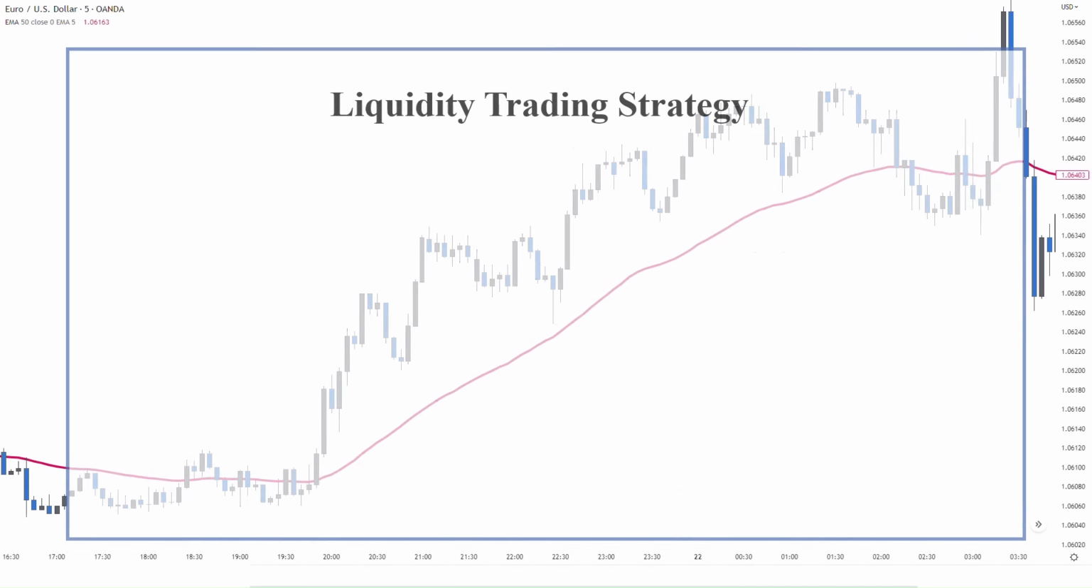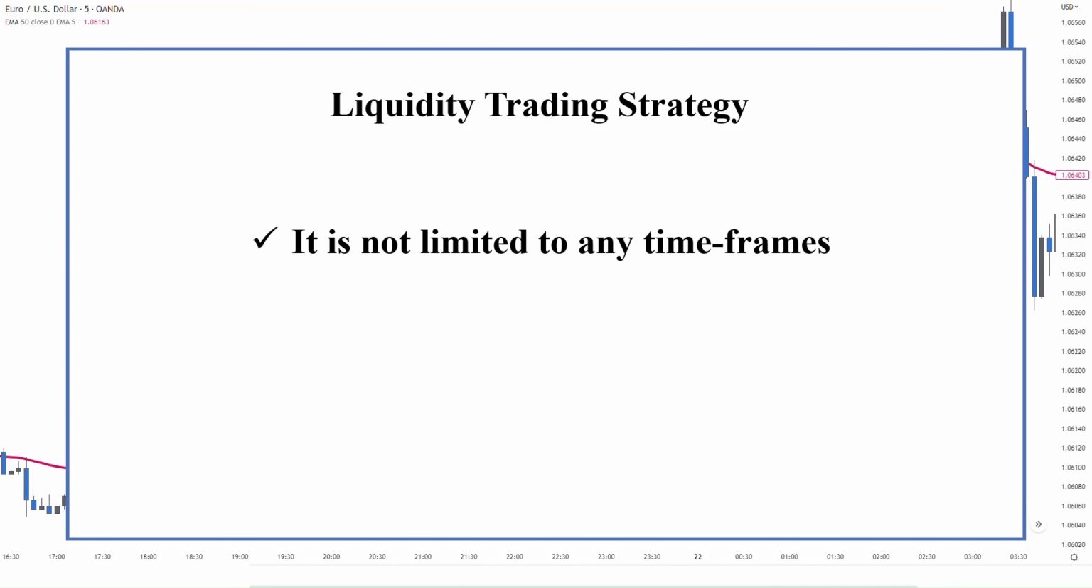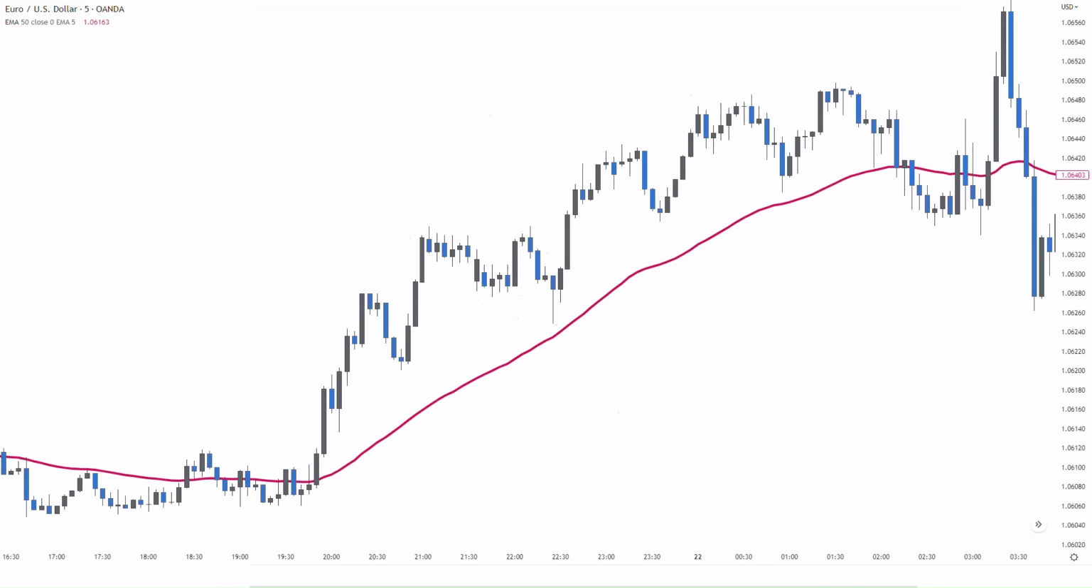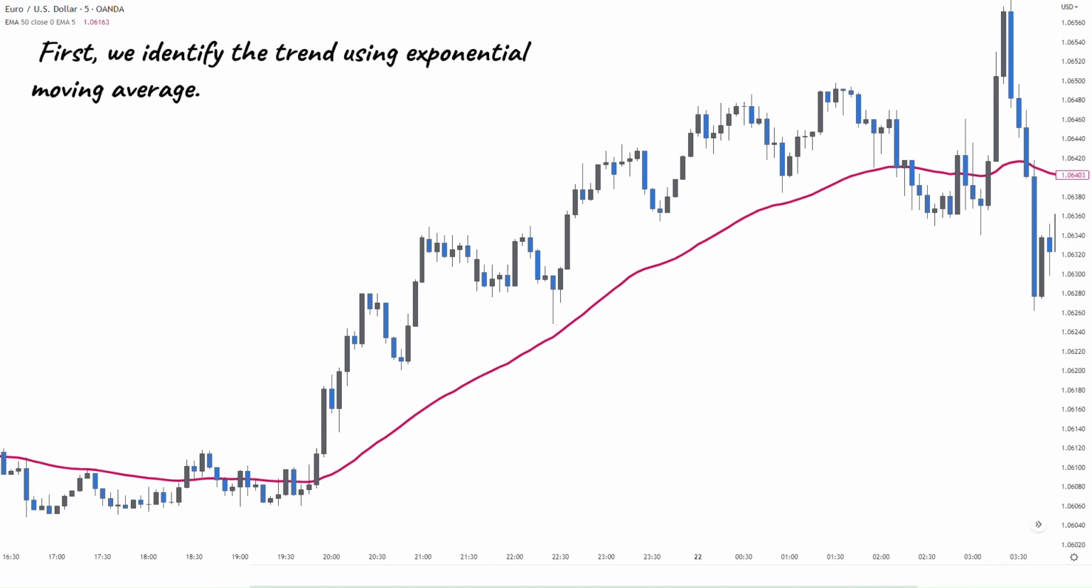This trading setup is not limited to any timeframes and could be traded in forex, crypto, and stock markets. It is really simple, and it consists of two major steps. First, we identify the trend using an exponential moving average. To do that, we apply EMA 50 on the chart, and simply need the price to break the EMA in one direction, and give us 1, 2, 3 moves, with the third move breaking the structure level.